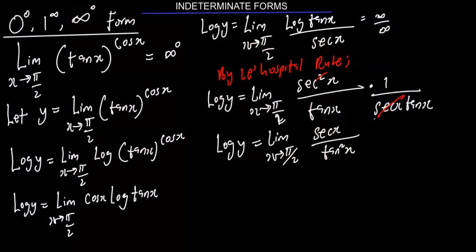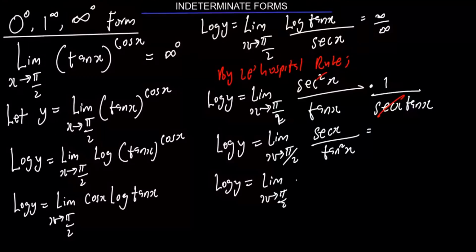If I substitute again, you observe that sec 90 degrees is infinity, and this will still give me infinity. It means that you are going to use L'Hospital's rule once more. So by L'Hospital's rule again, log y equals the limit as x tends to pi over 2. I'm using L'Hospital's rule again just because it gave me infinity over infinity again.